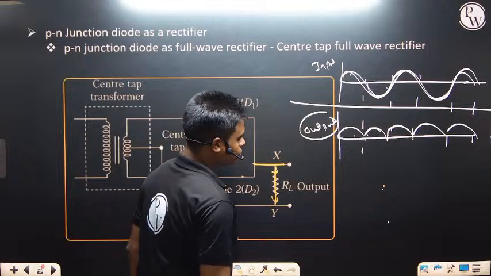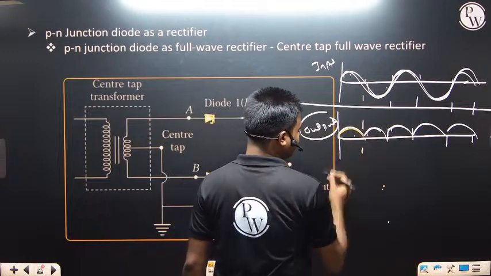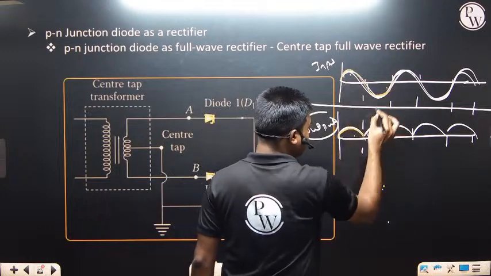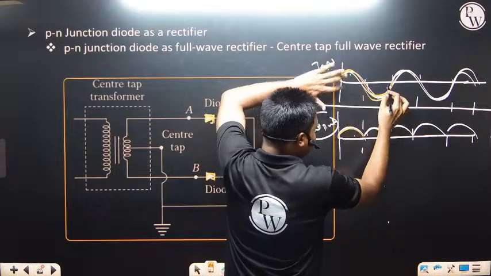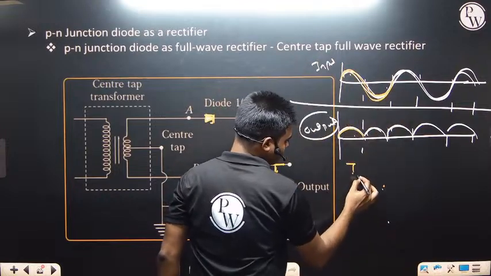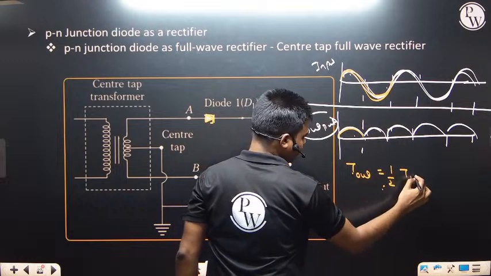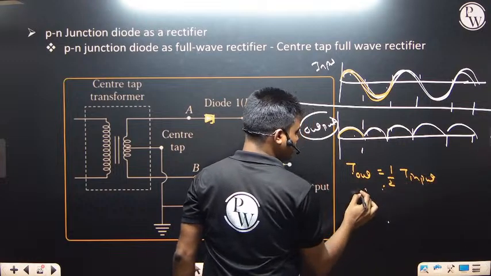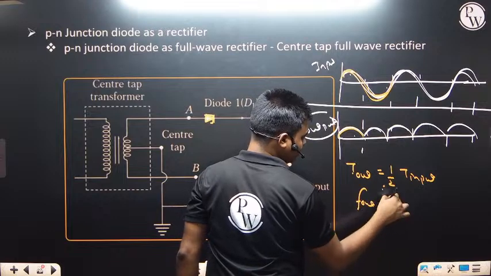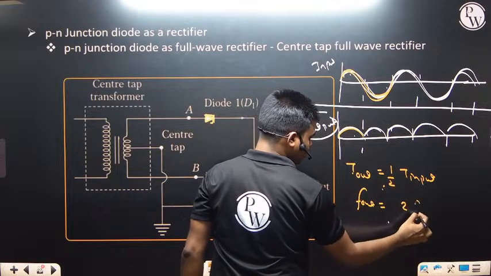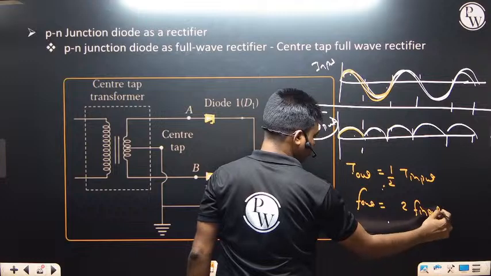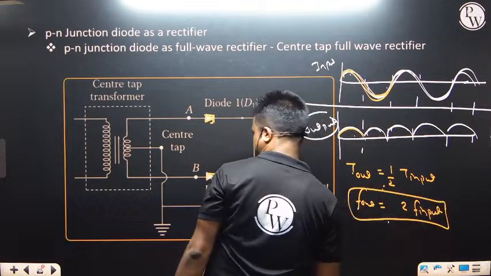So this is one time period of output and this is one time period of input. I can write that the time period of output is half of the time period of input. So the frequency will be doubled. The frequency of the output in the full wave rectifier equals 2 times the frequency of the input. So these are the things that we should keep in mind.